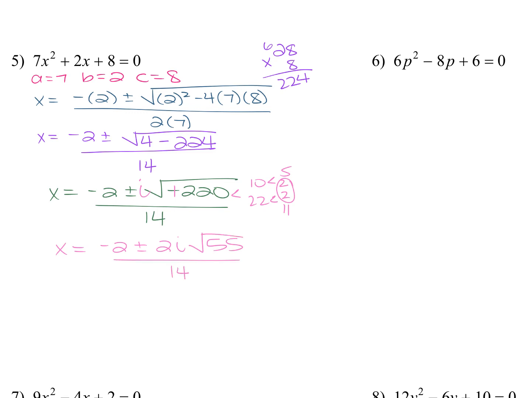Your 2, 2i, and 14 are all divisible by 2. So this negative 2 turns into negative 1. 2i turns into i, or just 1i. The 14 turns into 7, giving you x is equal to negative 1 plus or minus i square root 55 over 7.